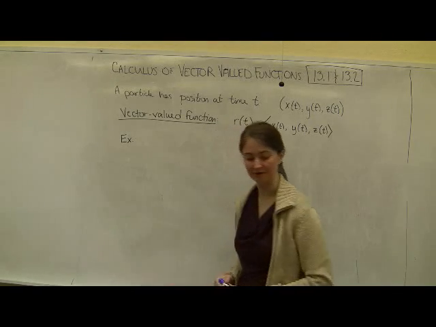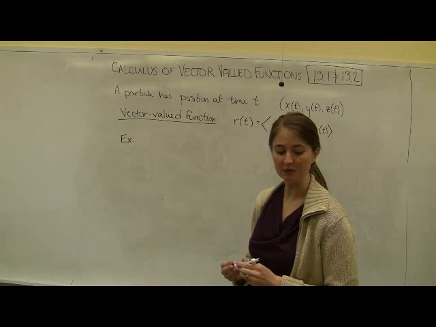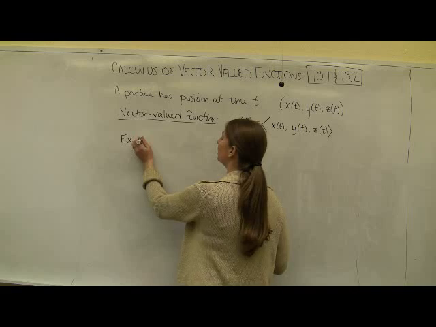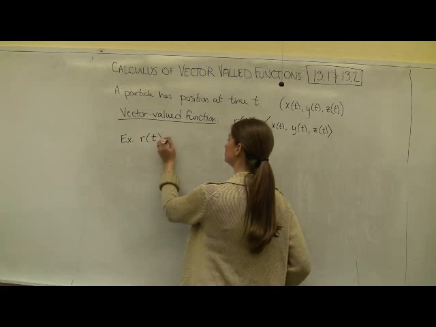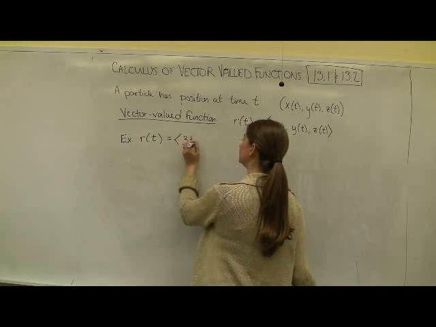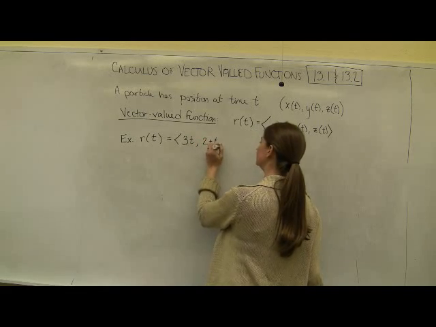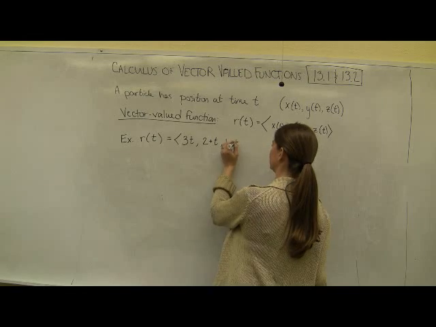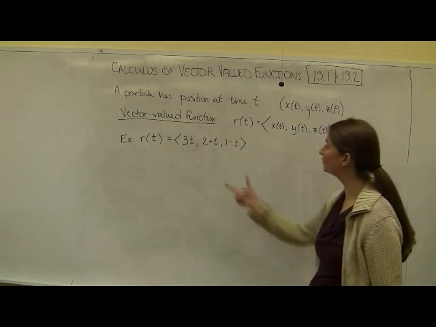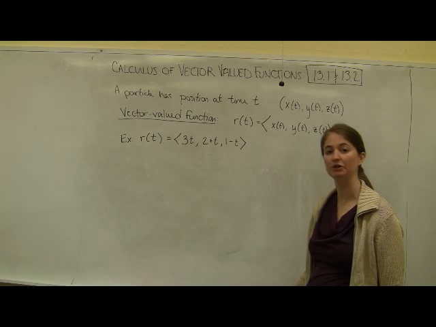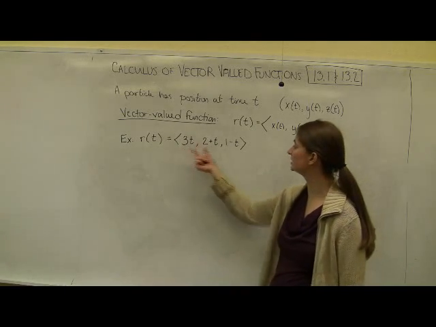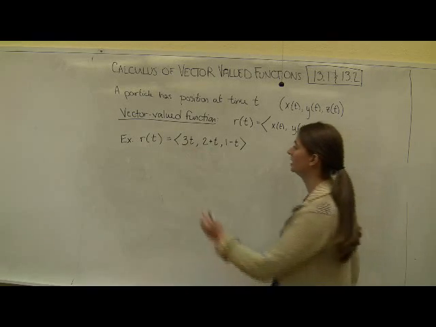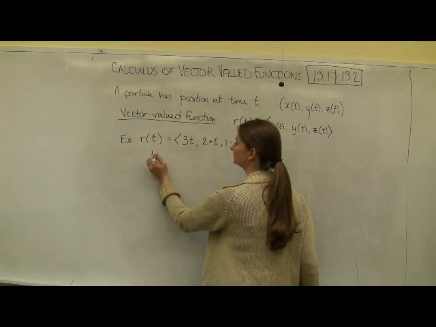So another example of a vector-valued function, let's say that we have a function r of t is equal to 3t, 2 plus t, 1 minus t. I want to point out that this is something that should look familiar to you. Before we had cosines and sines for our vector-valued function. Now we're looking at a vector-valued function that has linear components.